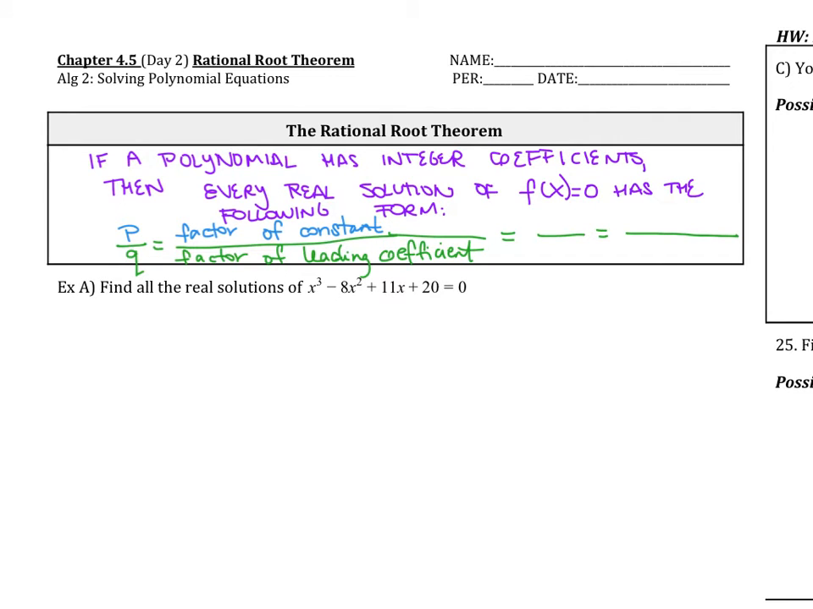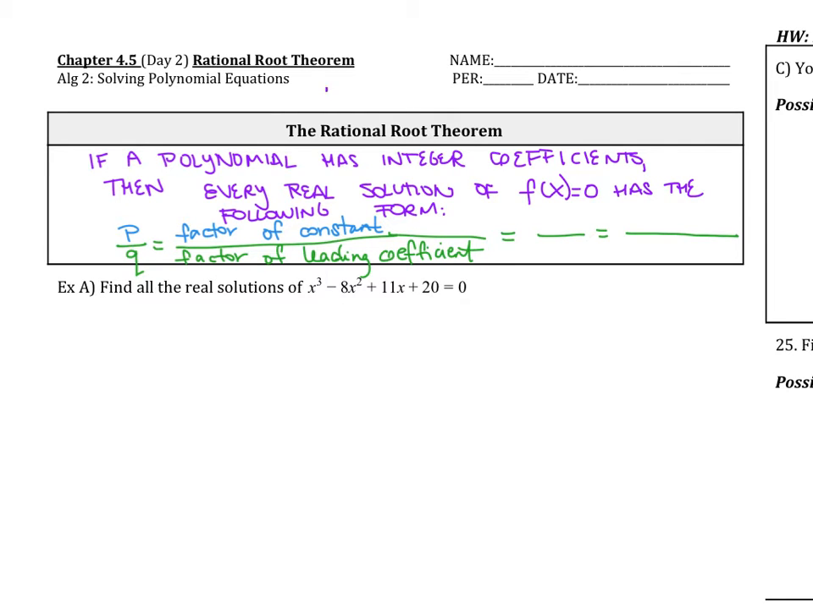2.5b, we're looking at using the rational root theorem. So if a polynomial has integer coefficients, so integers are positive and negative whole numbers including 0, then every real solution of f of x equals 0 has the following form. Real solutions again are our x-intercepts, our roots. And so it has a form of p over q. P is factors of the constant, or the whole number, or the number at the back, and q is the factor of the leading coefficient.